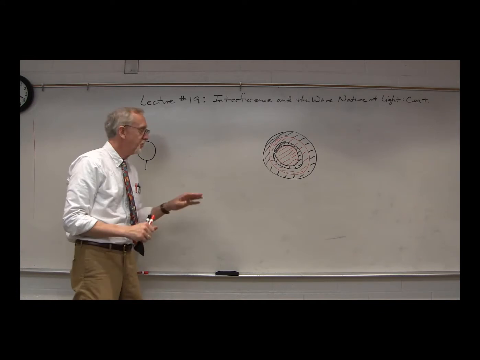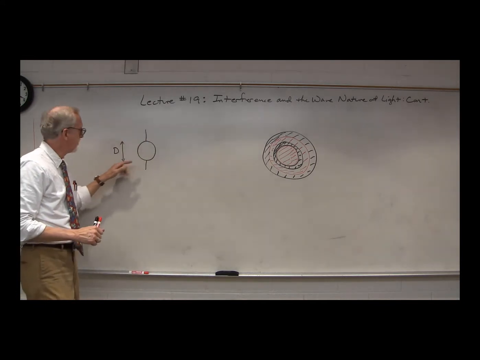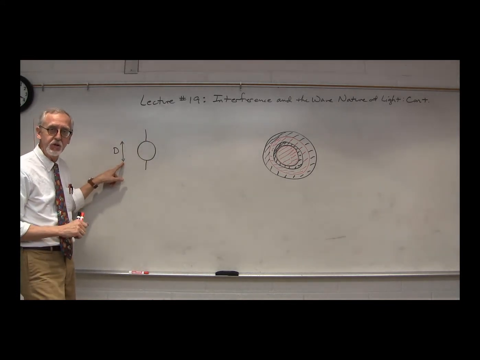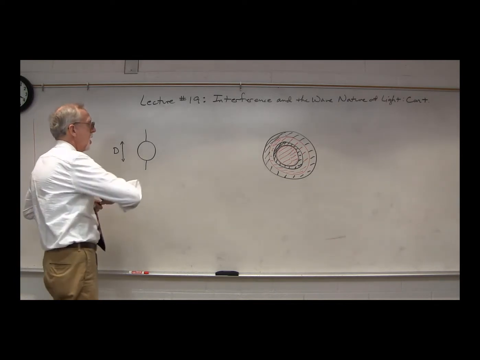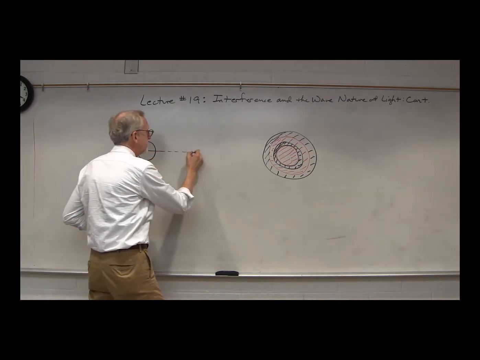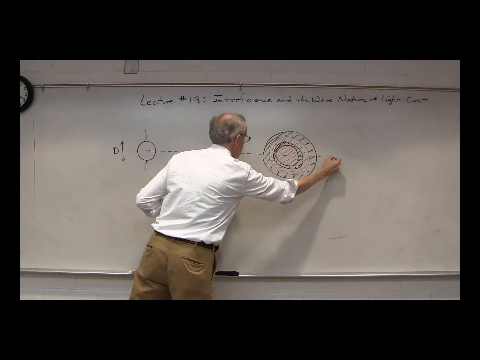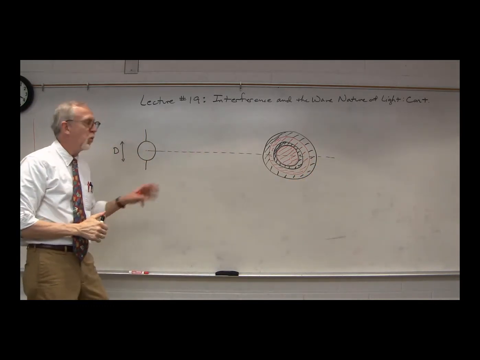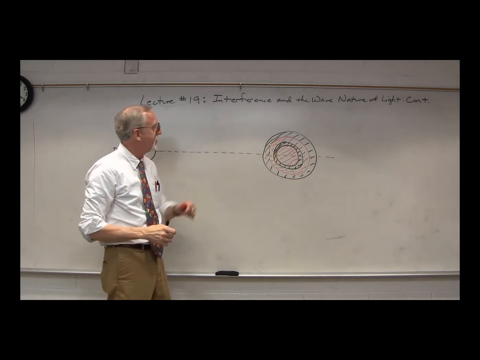Okay, great. So for our round aperture, and we'll assume we have some round aperture with diameter d, again, we'll define this central axis, like that. And then what we get on the screen is a pattern that looks something like this.